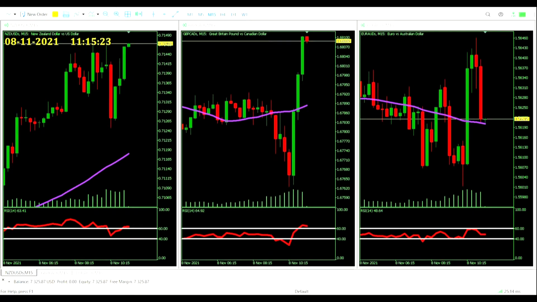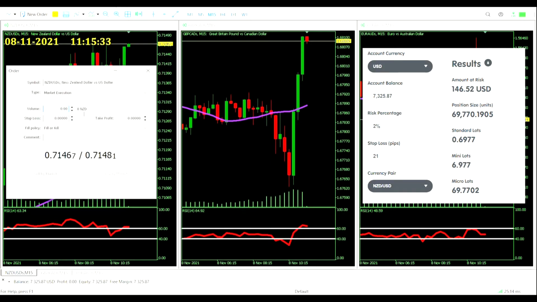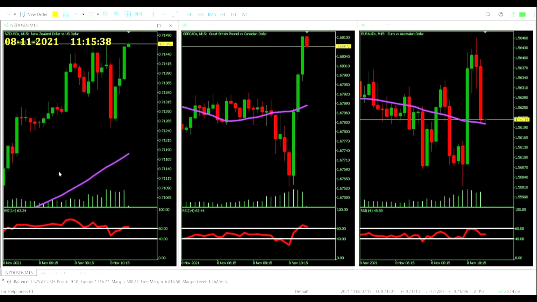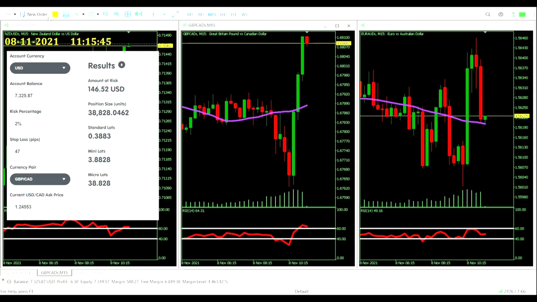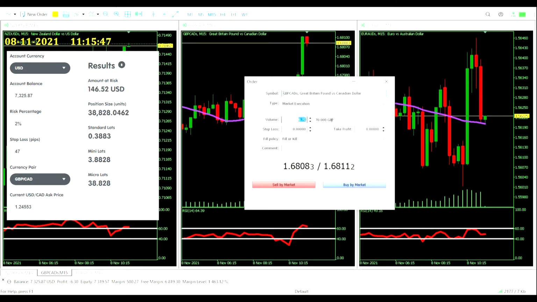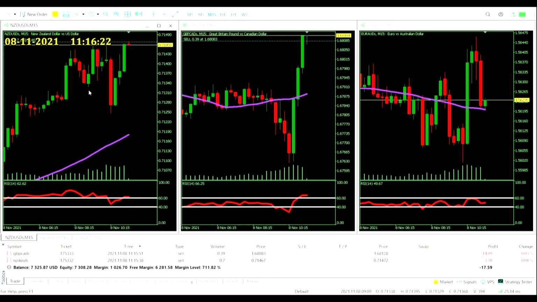So here we are for the New Zealand dollar, US dollar. We are going to round up, but you can see our risk calculated on the screen, and we'll sell the market. And we want to get in on the pound CAD quickly too, as we do see that dropping. And so once again, you can see our risk calculated on screen, this time 0.39. Now we're in a couple trades.